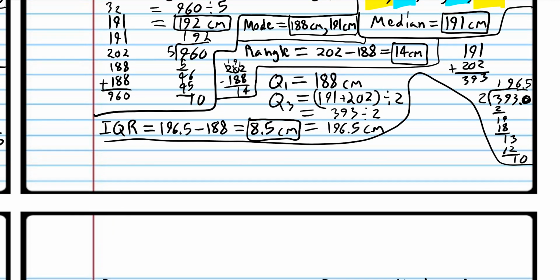So now we have to make a dot plot and a box and whisker plot. So let's see if you can make a dot plot, and when you come back, we'll do it together. Remember, you have to set the range. Or excuse me, you have to set the scale.